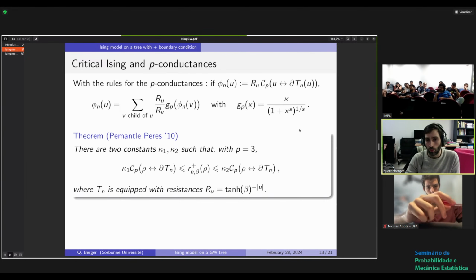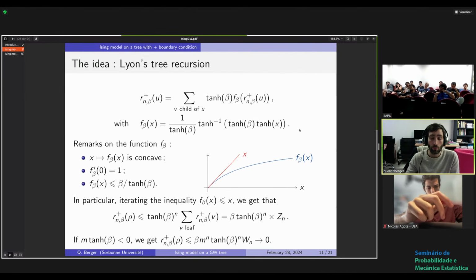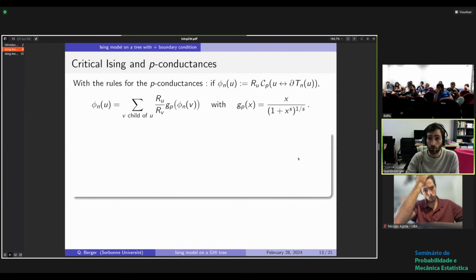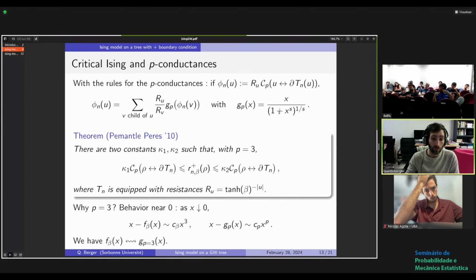Okay, so p equals 3 is just related to this function, the hyperbolic tangent of beta. So your function g_p here also has the same property: it is concave, it's bounded, and it has derivative 1 at 0. And so what you have to look at is the behavior near 0.